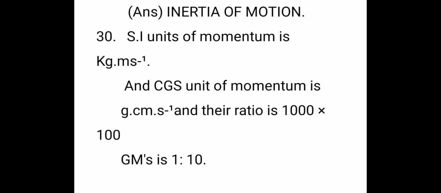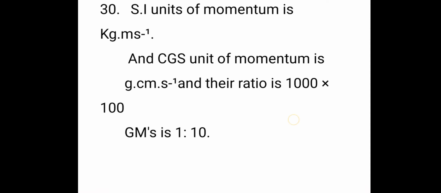The next question. The SI unit of momentum is kg meter per second. And the CGS unit of momentum is gram centimeter per second. And the ratio is 1000 into 100, that is, 1 to 10 to the power of 5. This is also important. Sometimes they ask this question also.